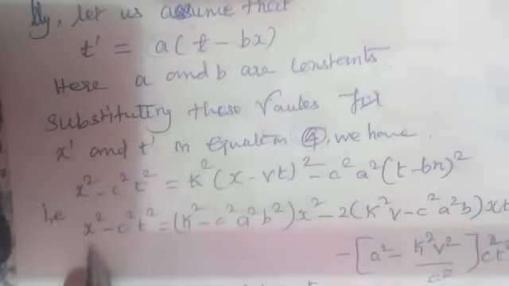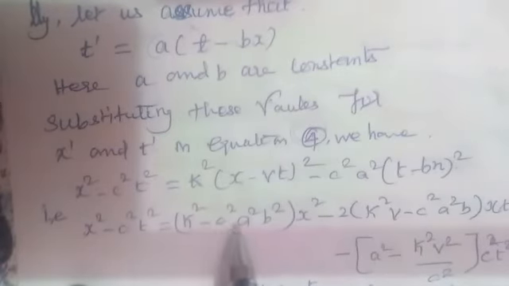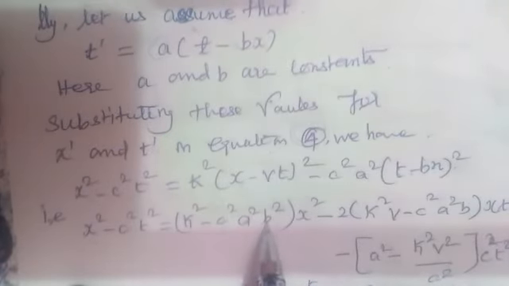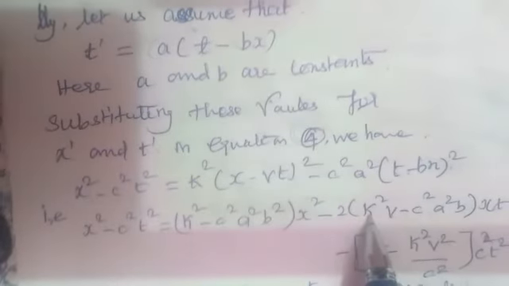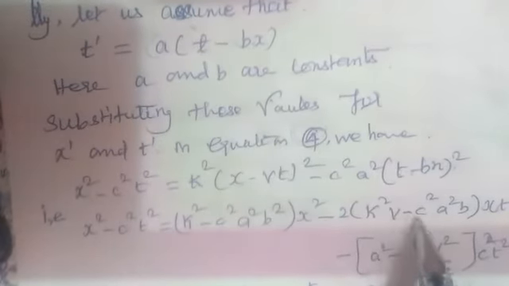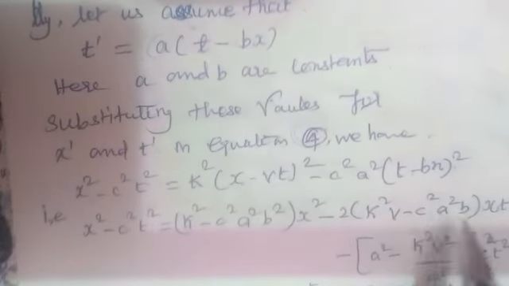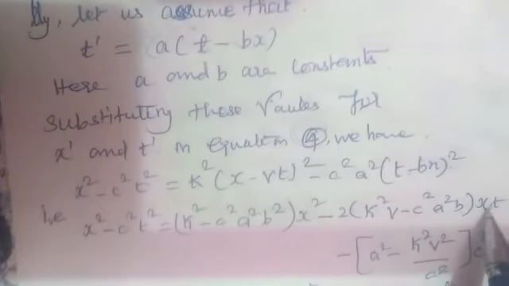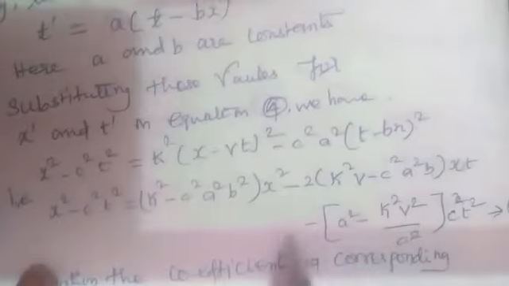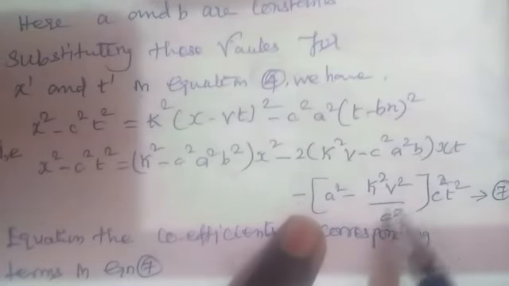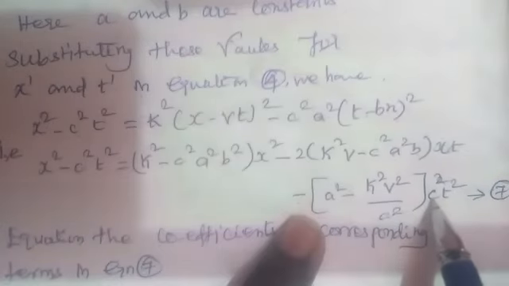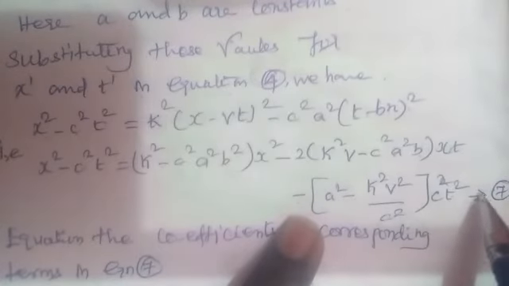That is x square minus c square t square is equal to k square minus c square a square b square x square minus 2 k square v minus c square a square b x t minus a square minus k square v square divided by c square into c square t square. This is equation number 7.